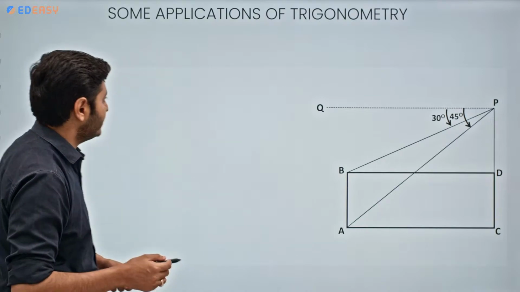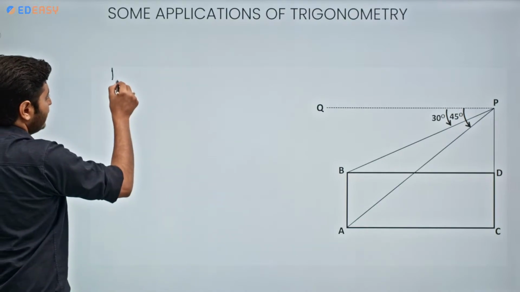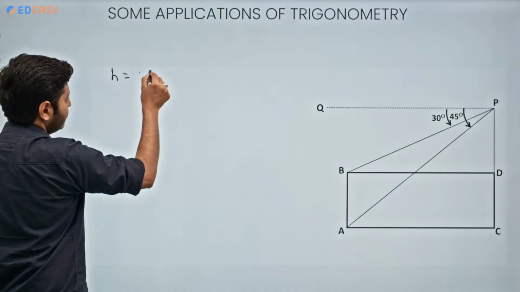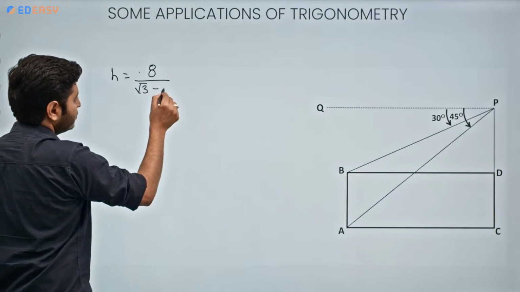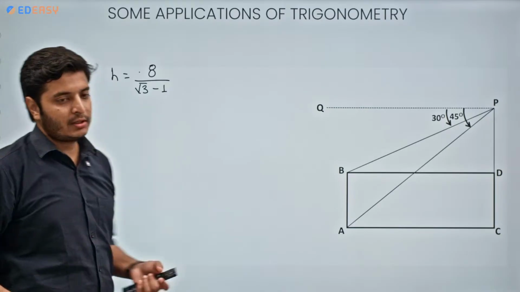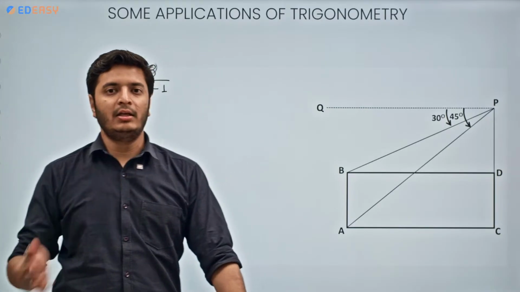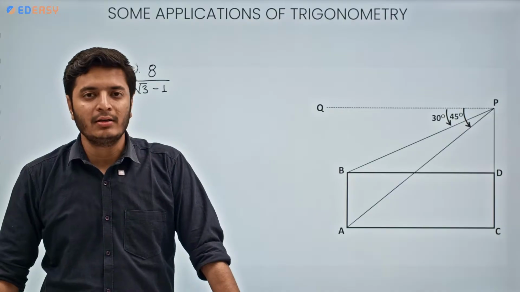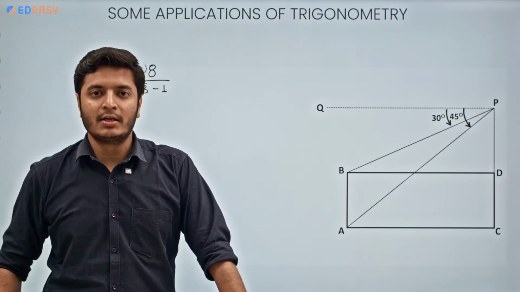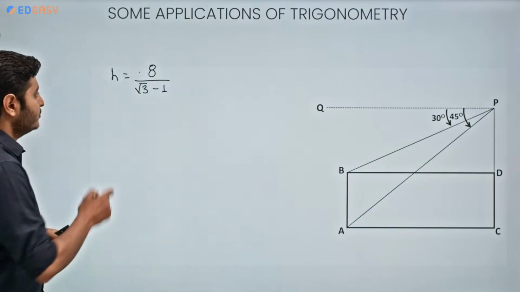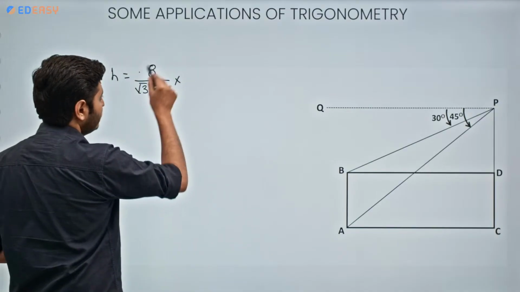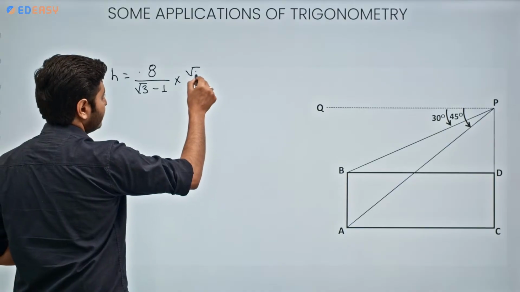So I'm going to use the next slide for this one. H is equal to 8 divided by root 3 minus 1. You can stop here, but as I told you, if you have any irrational value in the denominator, you can rationalize the denominator. How to rationalize this? We can multiply and divide by the same number, root 3 plus 1.